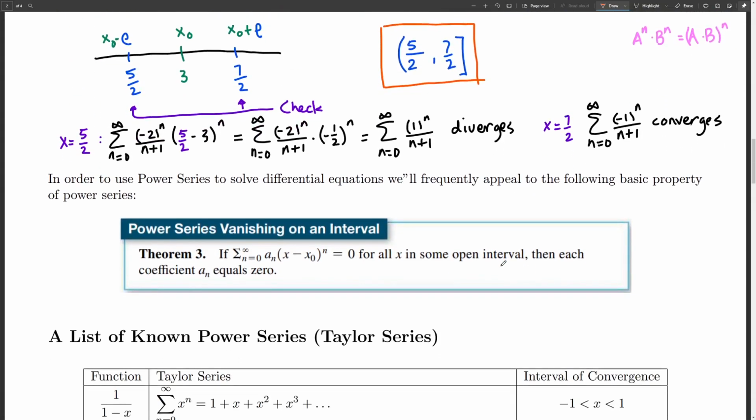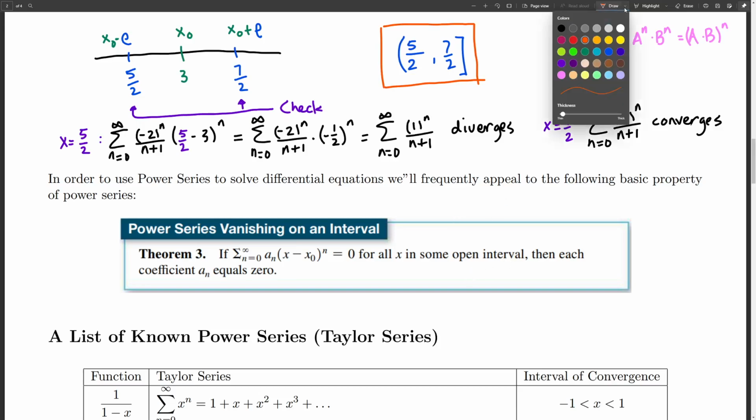Now, when we're going to use these power series to solve differential equations, we'll often refer to the following basic property of power series. So if the sum from n equals 0 to infinity of a sub n times x minus x naught to the power n is 0 for all x in some open interval, then each coefficient a sub n equals 0. So that is something that we'll use in section 8.3.